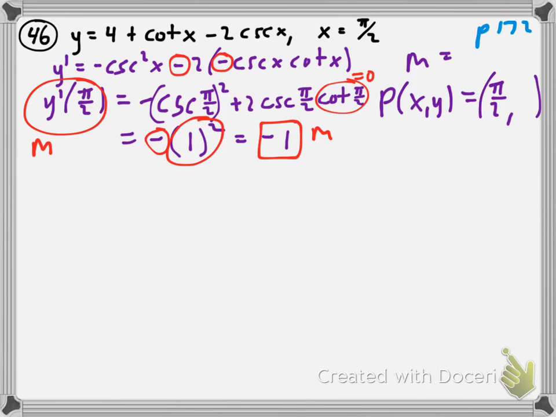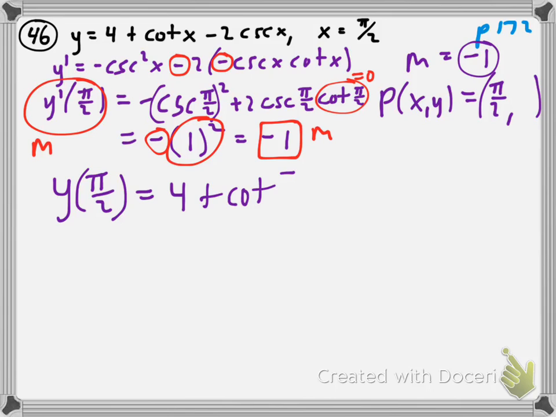All right. Well, if that's the slope, well, we need a y1, don't we? We have y equals 4. Let me do this. Y, when x is equal to pi over 2, would be equal to 4. So this is finding our y. So we have our slope is negative 1. If we look over here, negative 1 is our slope. We need a y value at the point when x is equal to pi over 2. So y at pi over 2 would be 4 plus cotangent of pi over 2, which we already know is 0, minus 2 times the cosecant of pi over 2.